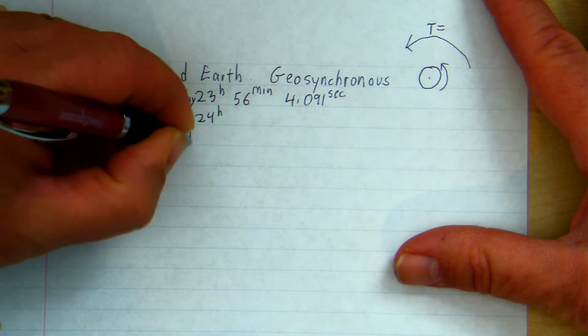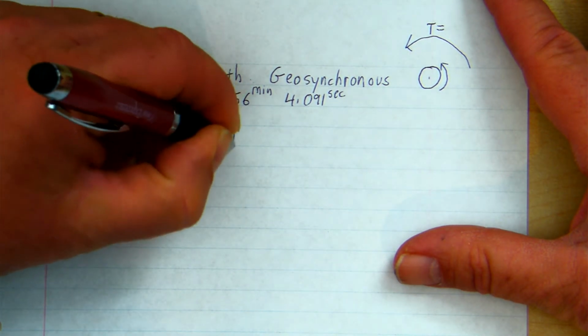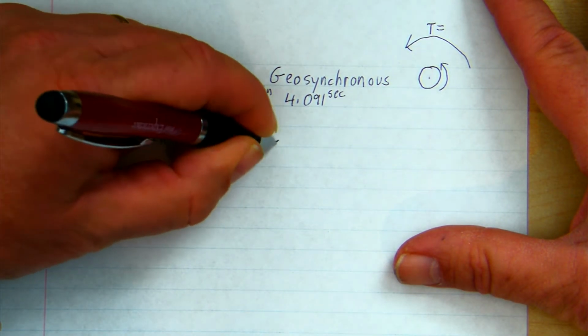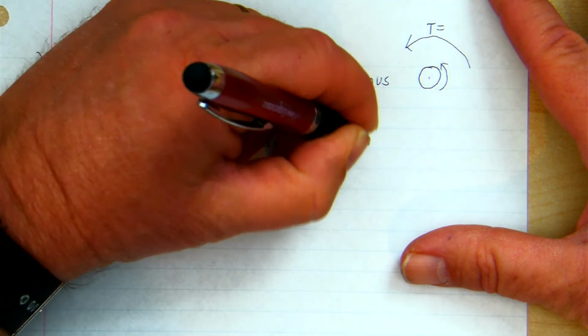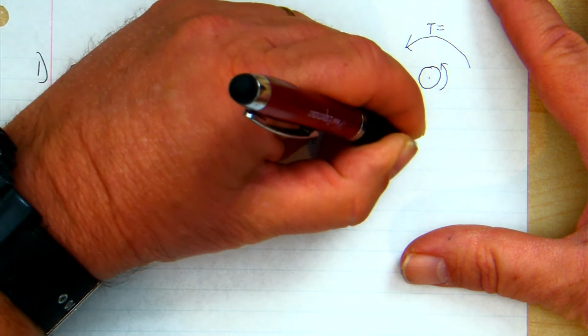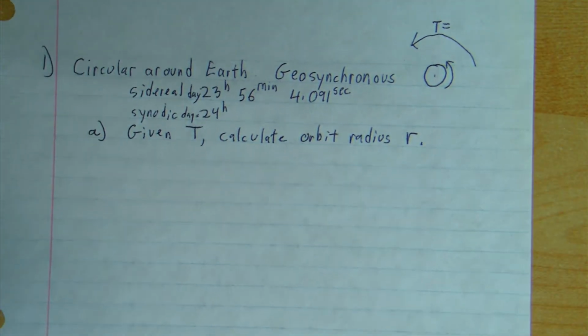given the period T, calculate the orbit radius r. Okay?